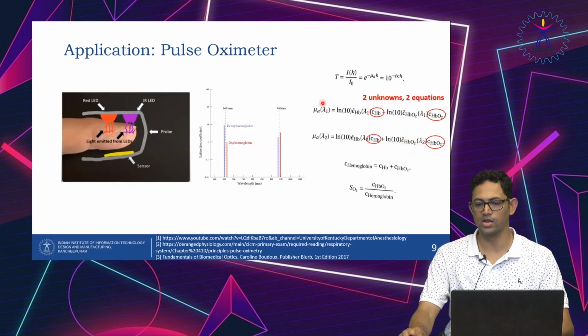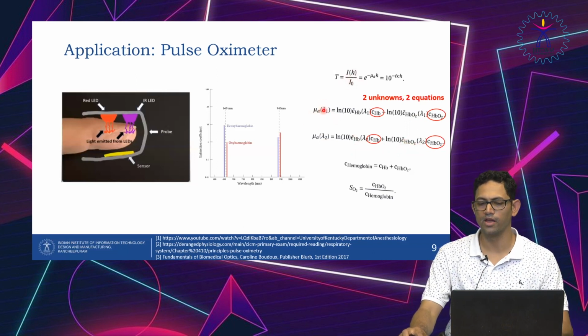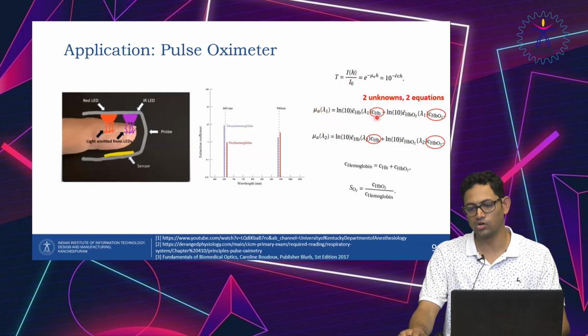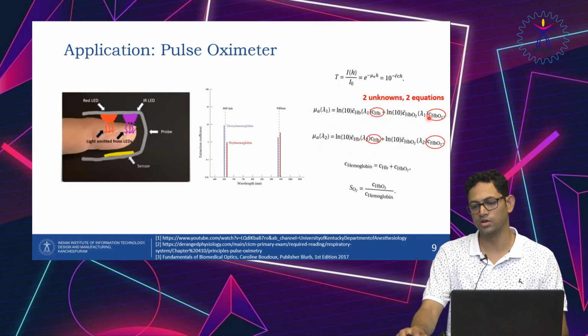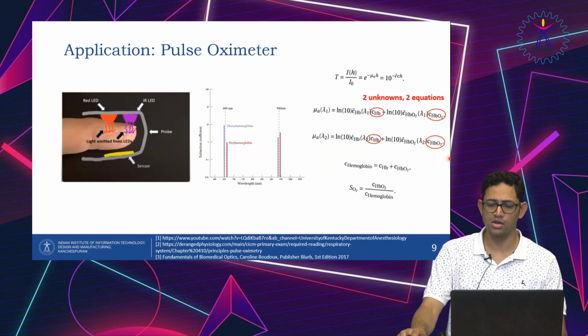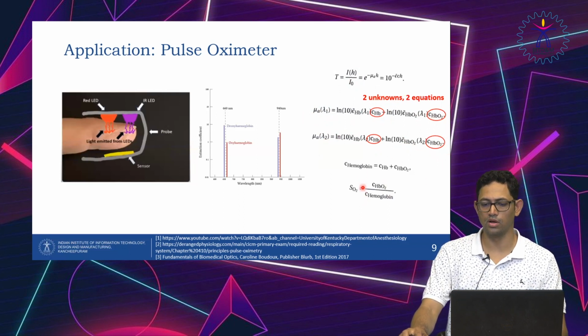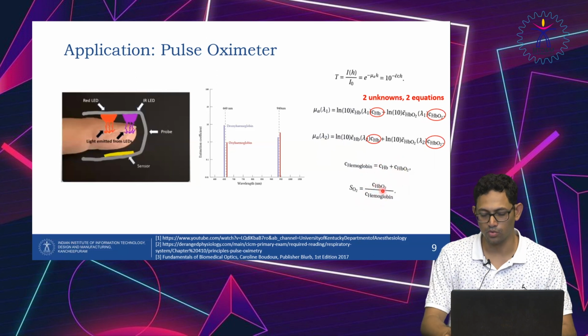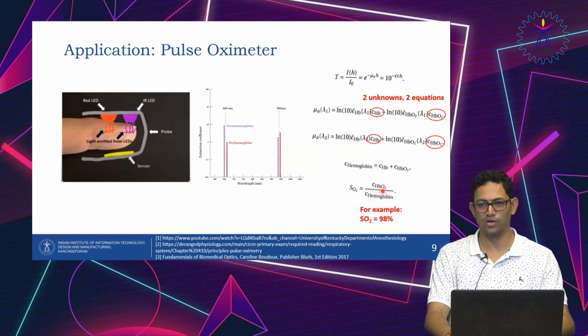And this you can actually calculate with the ratio of mu a of lambda 1 and mu a of lambda 2. What we don't know is the concentration of deoxygenated hemoglobin and the concentration of oxygenated hemoglobin in both cases. We don't know these two things. So now we have two equations and two unknowns, and you can calculate the value of deoxygenated hemoglobin and oxygenated hemoglobin, and then you just find the ratio. For example, you get some value like 98%.